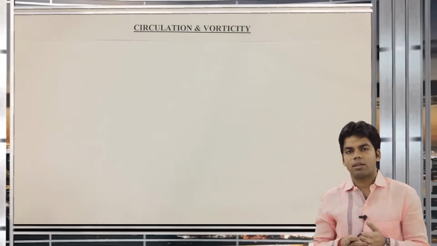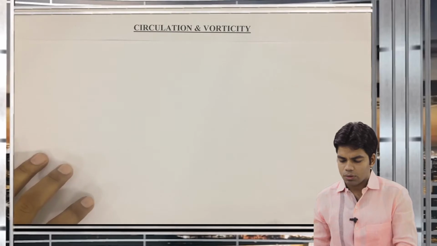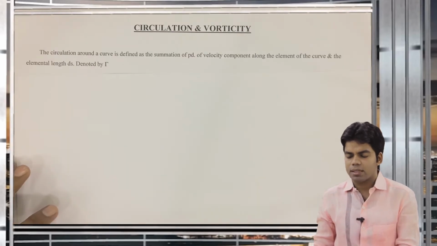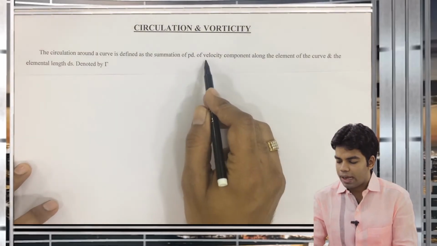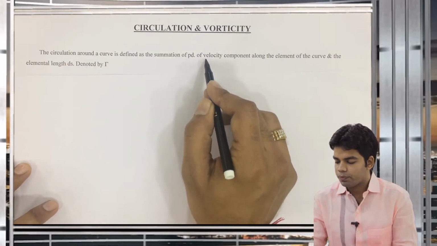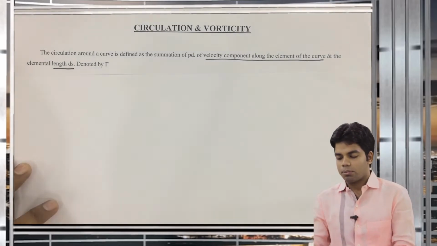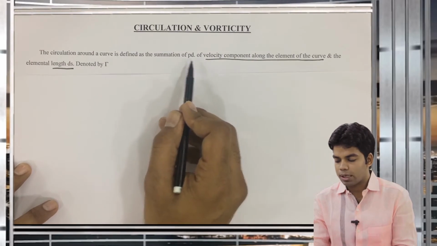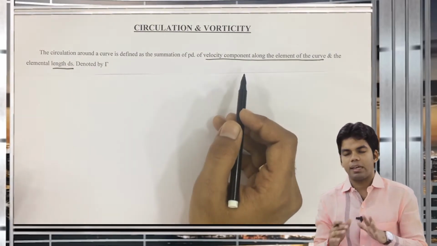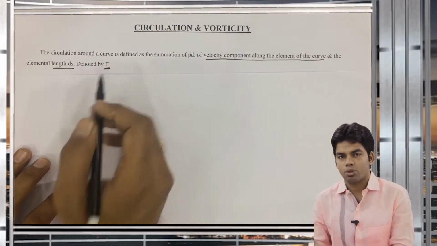So our next topic is circulation and vorticity. Now what is circulation? How can we define circulation? The circulation around a curve is defined as the summation of the product of the velocity component along the element of the curve and the elemental length ds, and it is denoted by the Greek uppercase letter gamma.